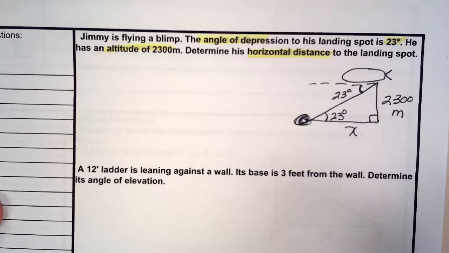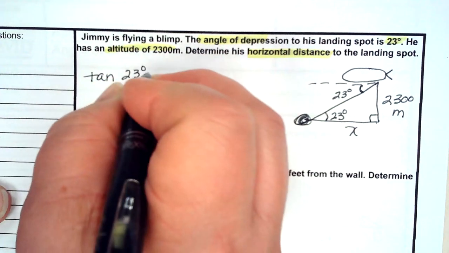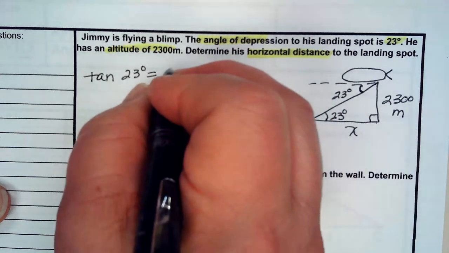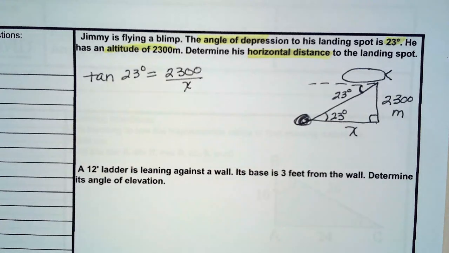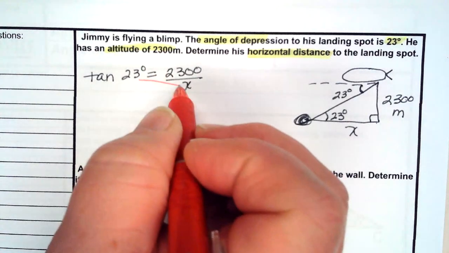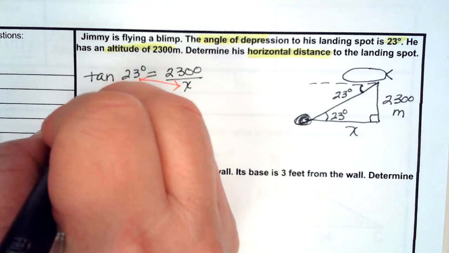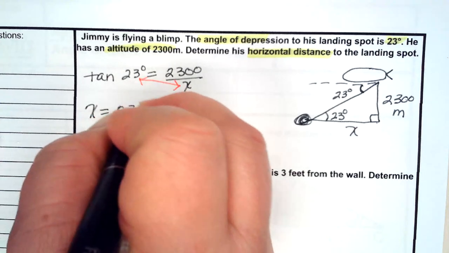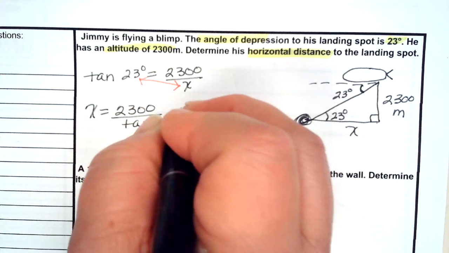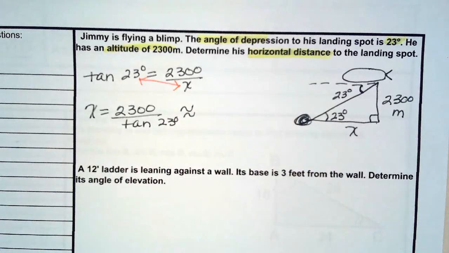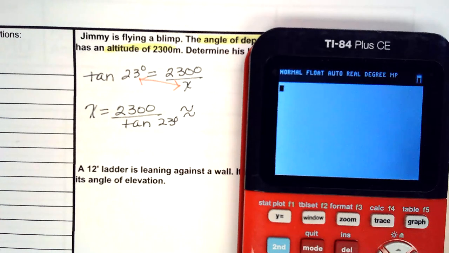Opposite, adjacent is tangent. So the tangent of 23 degrees is equal to 2,300 meters divided by x. Remember to flip-flop those. And x is equal to 2,300 divided by the tangent of 23 degrees. Now, this time it'll be an approximation. When we put it into the calculator, we get that decimal approximation.